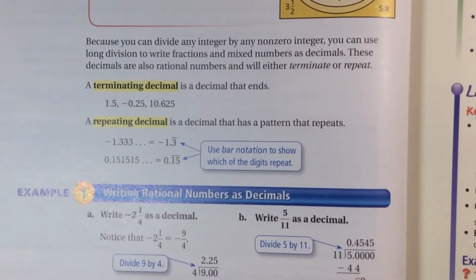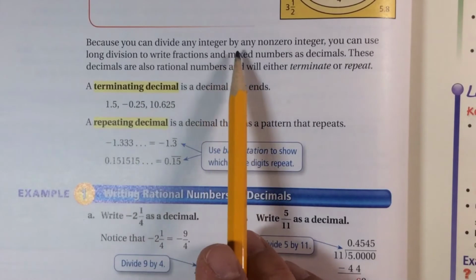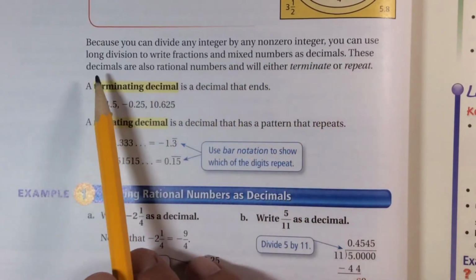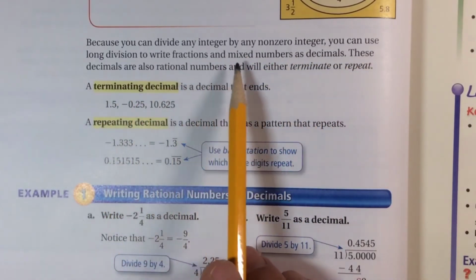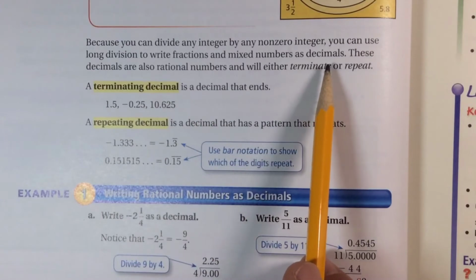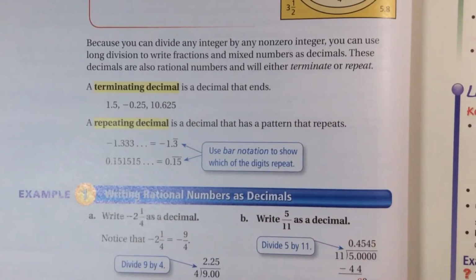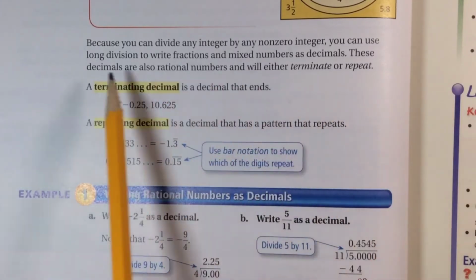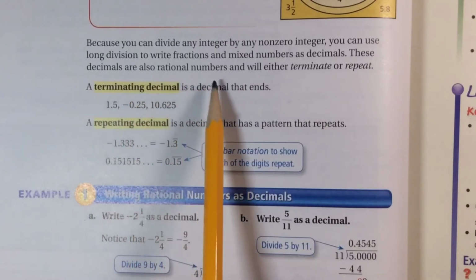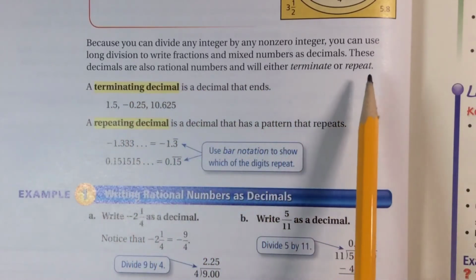Repeating decimal. Because you can divide any integer by a non-zero integer, you can use long division to write fractions and mixed numbers as decimals. So how do you write fractions as decimals? By dividing, you can use division, top divided by bottom. These decimals are also rational numbers and will either terminate or repeat.